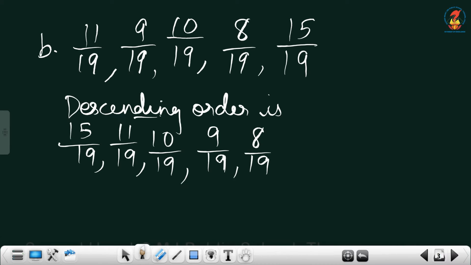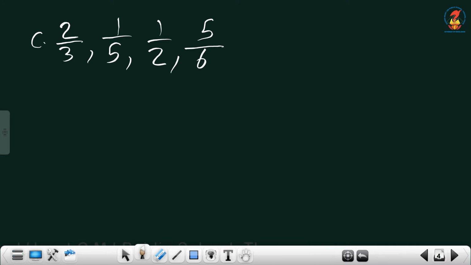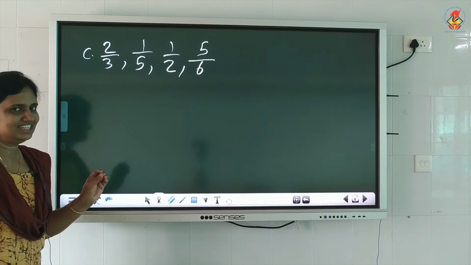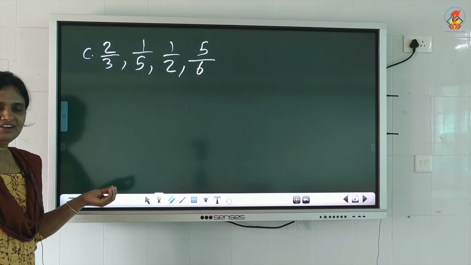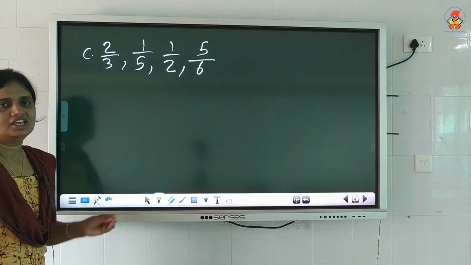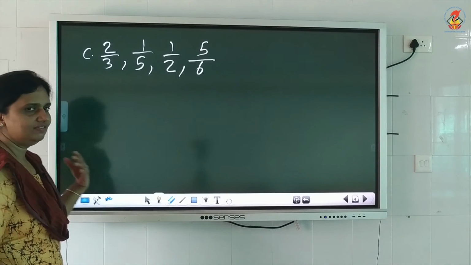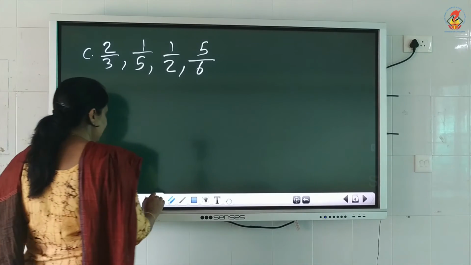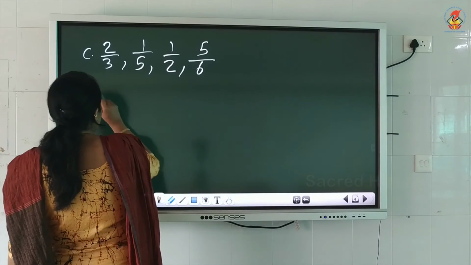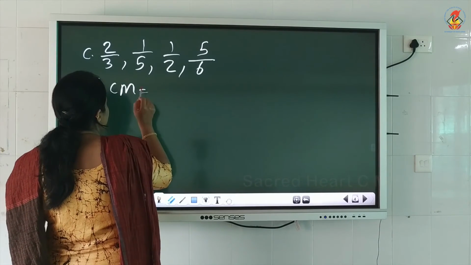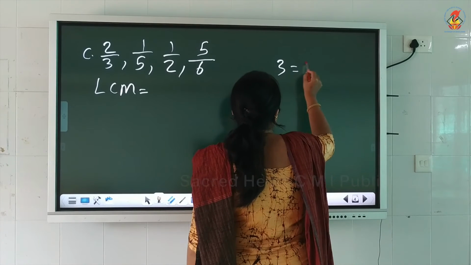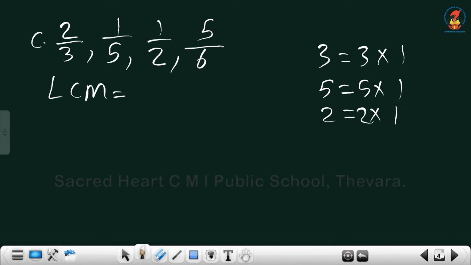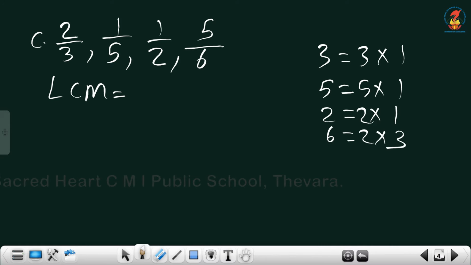Okay. Is it clear? Then we will move to the next one. That is 2 by 3, 1 by 5, 1 by 2, 5 by 6. It is not easy like that. We need to convert first to like fractions. After that only we can compare. How can we convert into like fractions? I taught you, right? First we need to take the LCM, same as ascending order. LCM equals what? 3 equals 3 into 1. 5 equals 5 into 1. 2 equals 2 into 1. 6 equals 2 into 3.